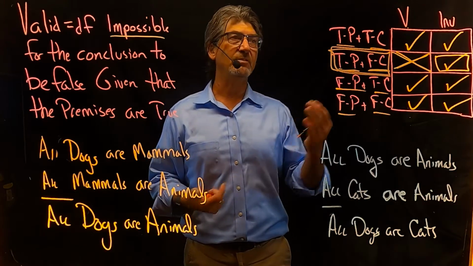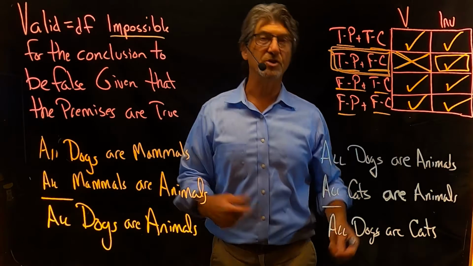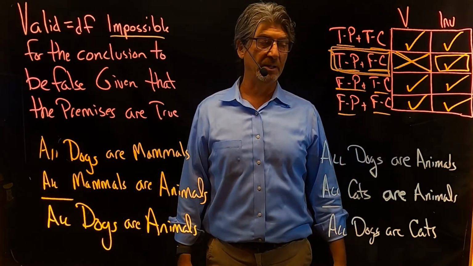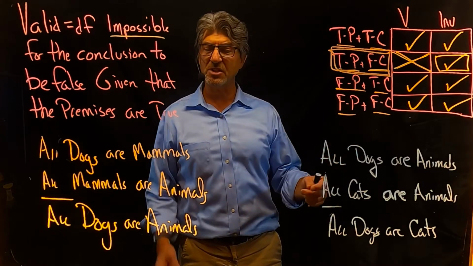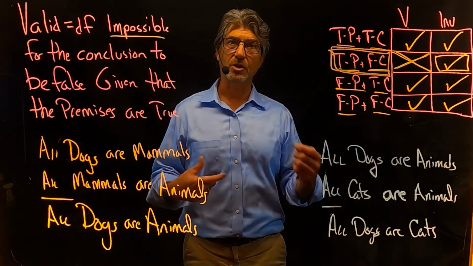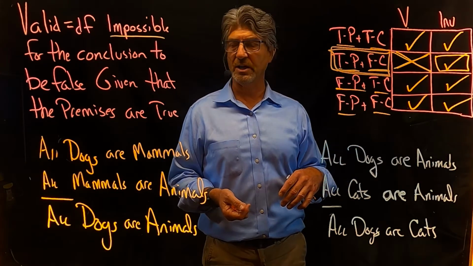A valid argument can have true premises and a true conclusion. It can have false premises and a true conclusion. It can have false premises and a false conclusion. And an invalid argument can have any possibility. So notice right away that just looking at an argument and asking yourself, are the premises true and the conclusion true, isn't necessarily going to help you very much on this, just on rare occasion.